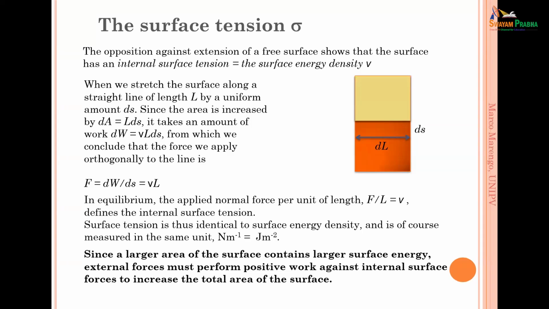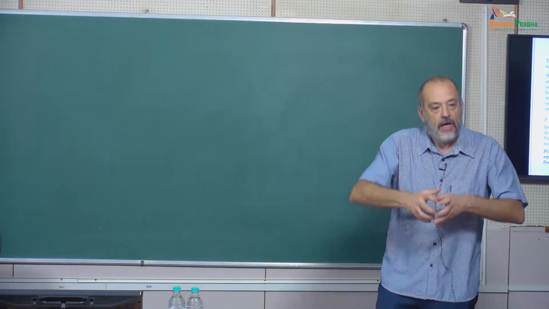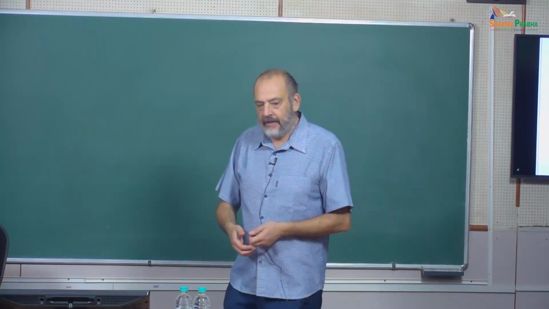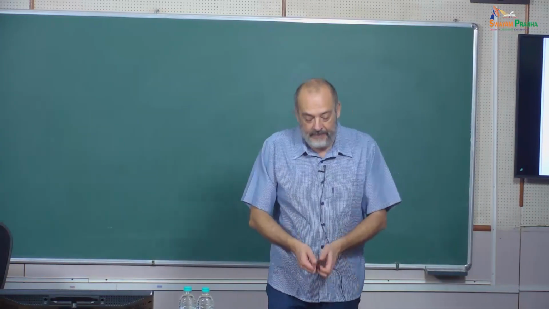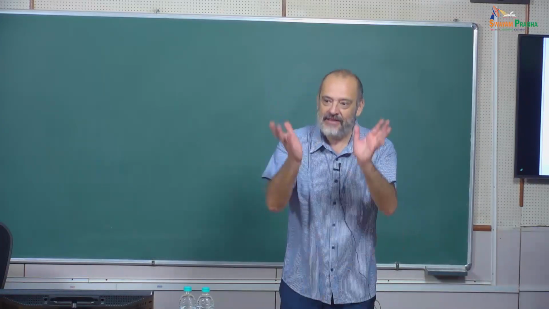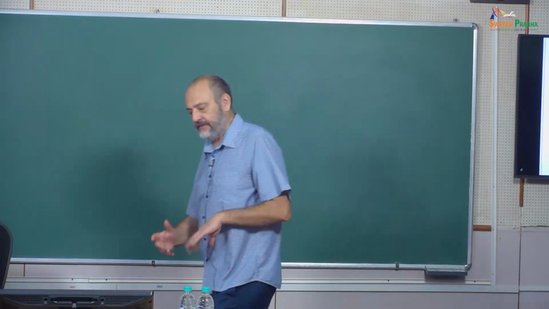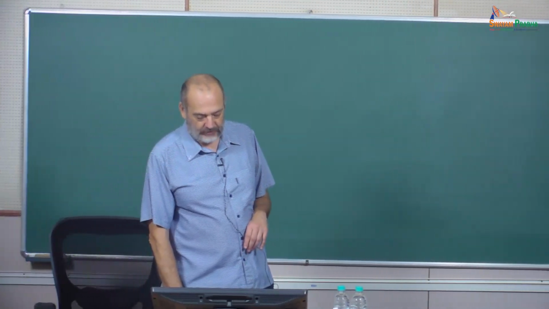So in fact, what is happening is that the external forces must perform positive work against the interface surface to increase the total area of the surface. You need to blow to produce a soap bubble. So you need to act in order to stretch the surface. In this way, let's say the molecules are very happy, but you need to work against their will. You need to push them toward the interface. They don't like it. Okay. So this is the situation.